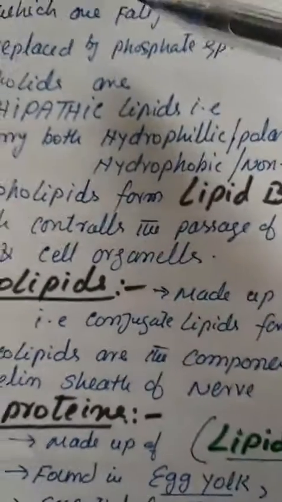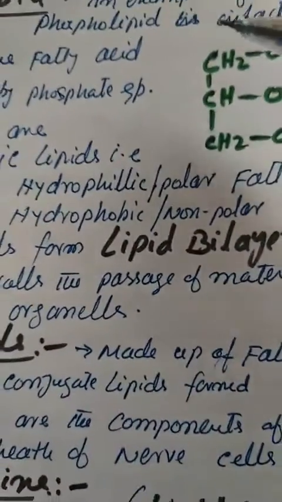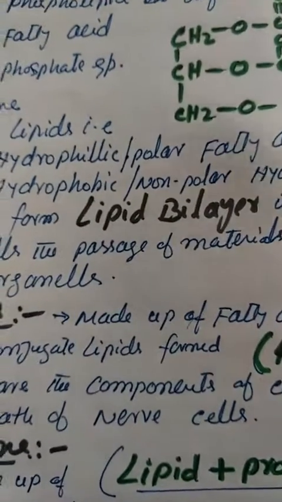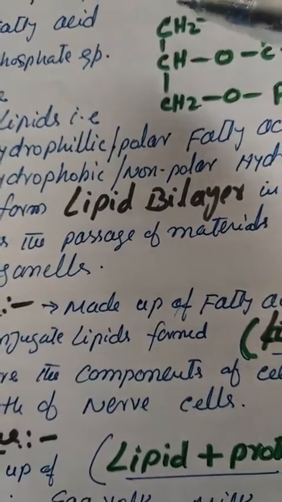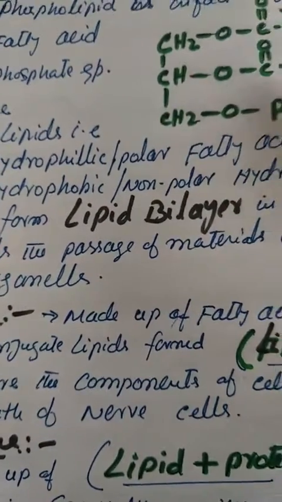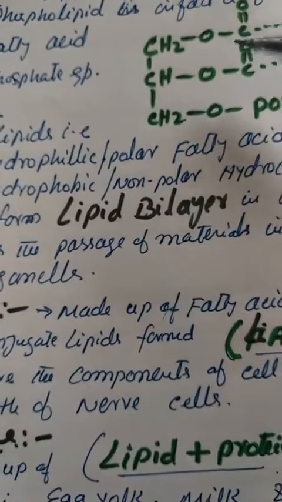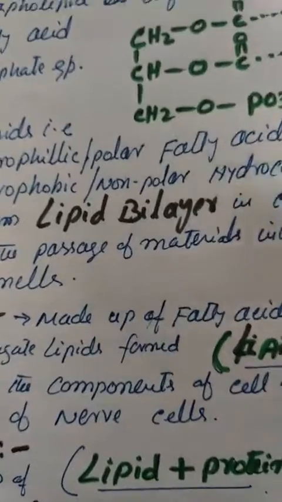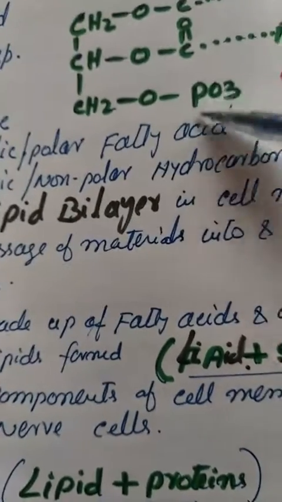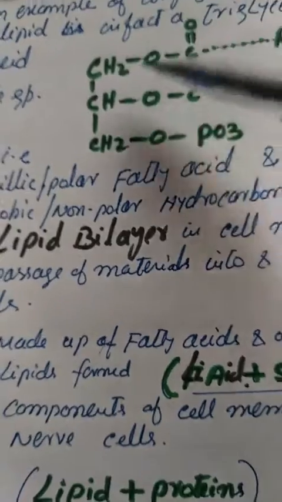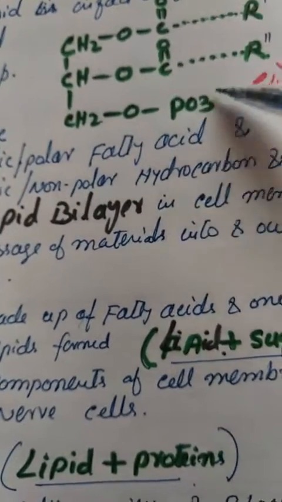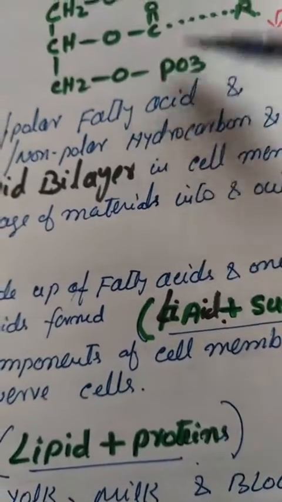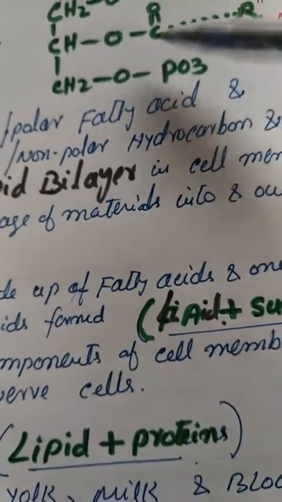So far as phospholipids are concerned, phospholipid is an example of a conjugate lipid. Phospholipid is in fact a triglyceride lipid in which one fatty acid is replaced by the phosphate group. Here you can see this is a triglyceride, then one side chain is replaced by a phosphate group. That is why they are called phospholipids.